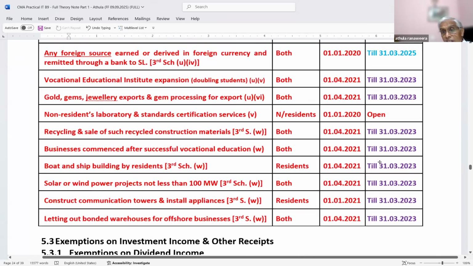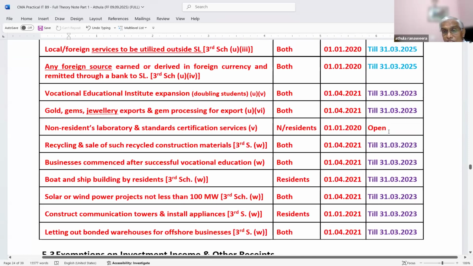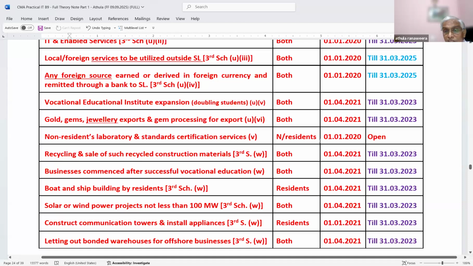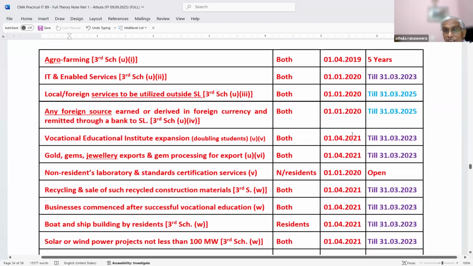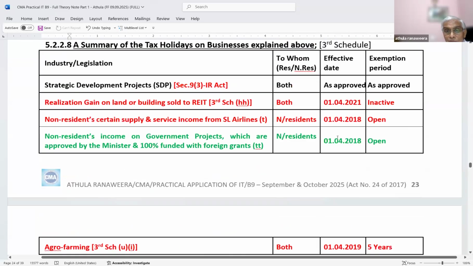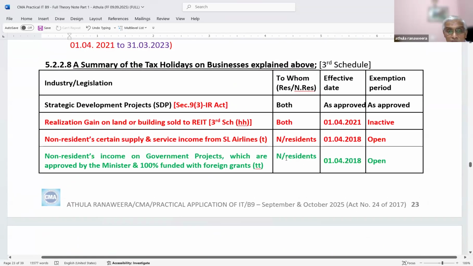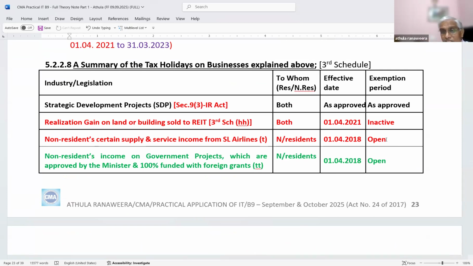Now see, still open items. This one, laboratory certifications and all for foreigners. Then this open item, the government project thing also for foreigners. Then services to Sri Lankan Airlines, that is also open only for foreigners. There aren't any exemptions for us. No exemptions. Only 3 exemptions are continuing under the Inland Revenue Act. Those 3 are for foreigners.